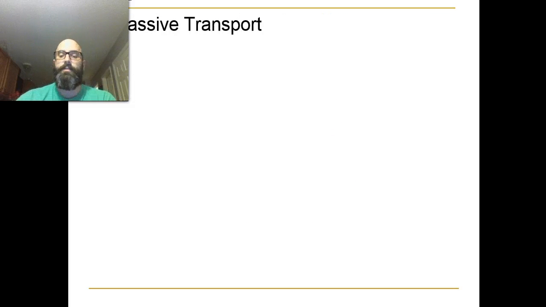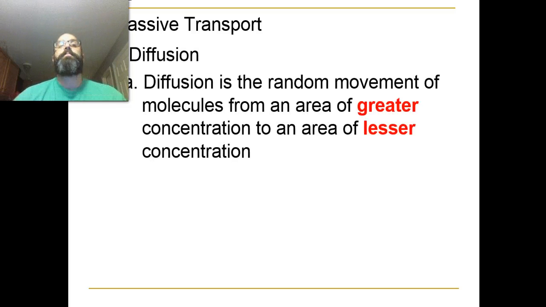Let's talk about passive transport first. Remember, it does not require energy to get in and out. The first one we're going to talk about is diffusion. Diffusion is the random movement. It's really not random, but it is the movement of molecules from an area of high concentration to an area of low concentration, or less concentration.